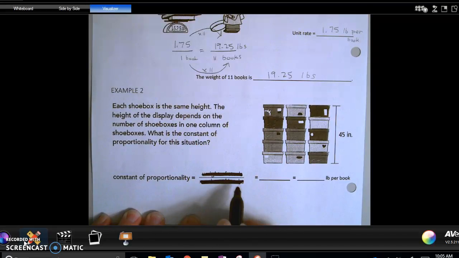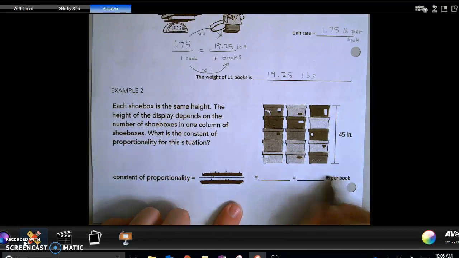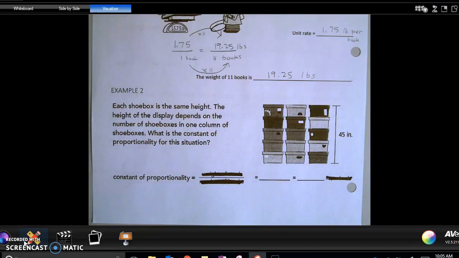This second problem is not dealing with the weight of stacks and pounds of books. This problem is looking at shoe boxes, so please excuse that typo. In example 2, each shoe box is the same height. The height of the display depends on the number of shoe boxes in one column of shoe boxes. What is the constant of proportionality?